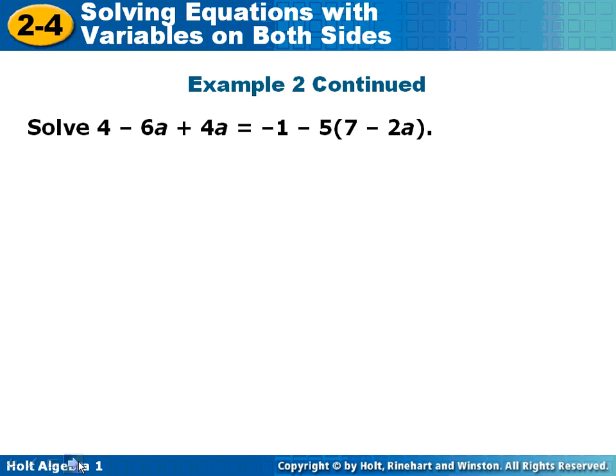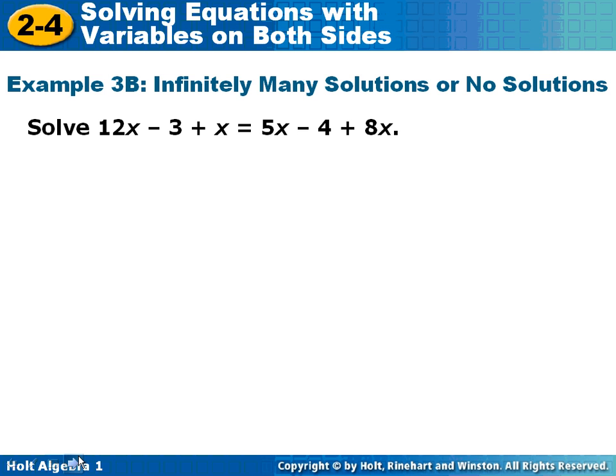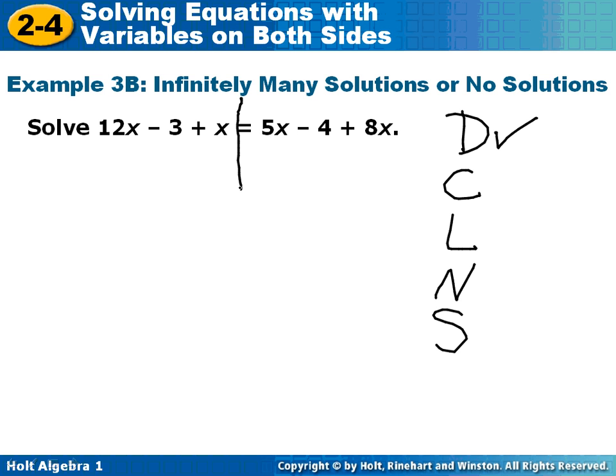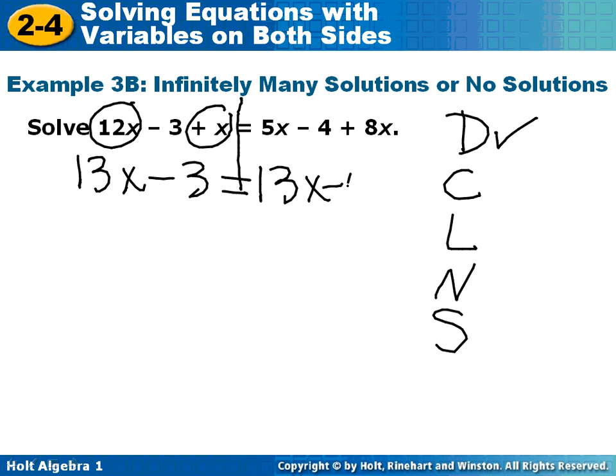Okay, last problem. Whoops, we already finished that problem. Last one, same steps. DCLNS. Distributing: there are no parentheses, so we do not have to distribute. Combine: on each side of the equal sign, we can put things together that go together. We have a 12x and a 1x, that makes 13x. Drop the 3. And on the right-hand side, we have 8x and 5x, which is 13x, minus 4. We have completely combined like terms.